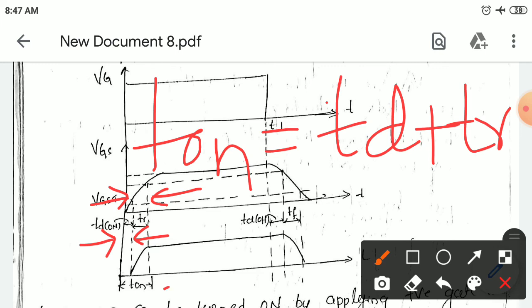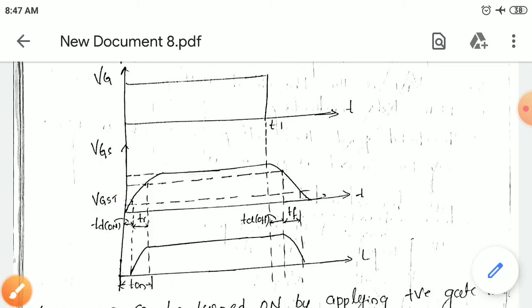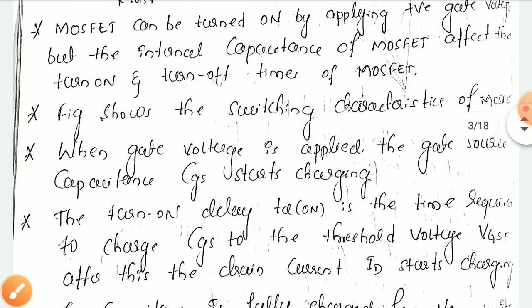See here, this is a complete turn on. Initially the MOSFET is off up to here. Once the sufficient gate voltage is given, the MOSFET is turned on. So T on is a sum of delay time plus rise time. That is the on time of the MOSFET.